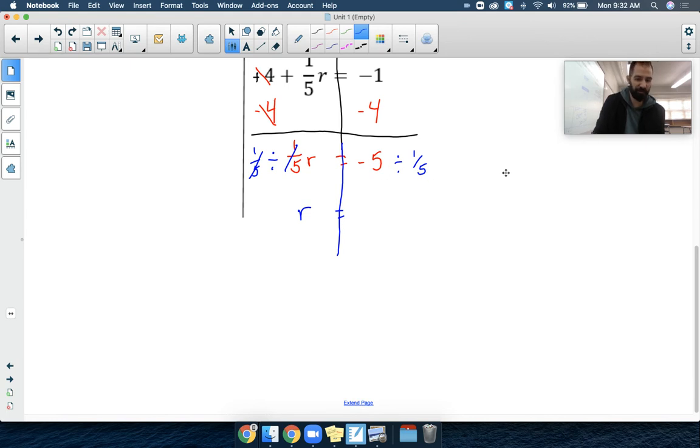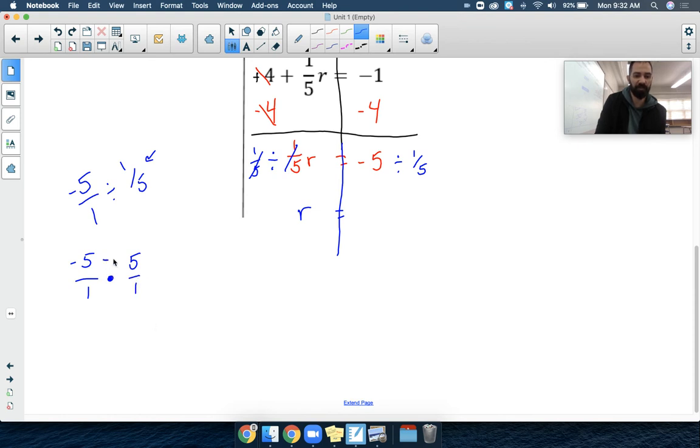-5 divided by 1/5. I'm going to do a little thought bubble over here. -5 over 1 is -5. And if I'm dividing by 1/5, remember, when we divide by fractions, we actually have to flip it and use multiplication. So we do -5 over 1. We change it to multiplication, and then we use the reciprocal of that fraction. The reciprocal is 5 over 1.